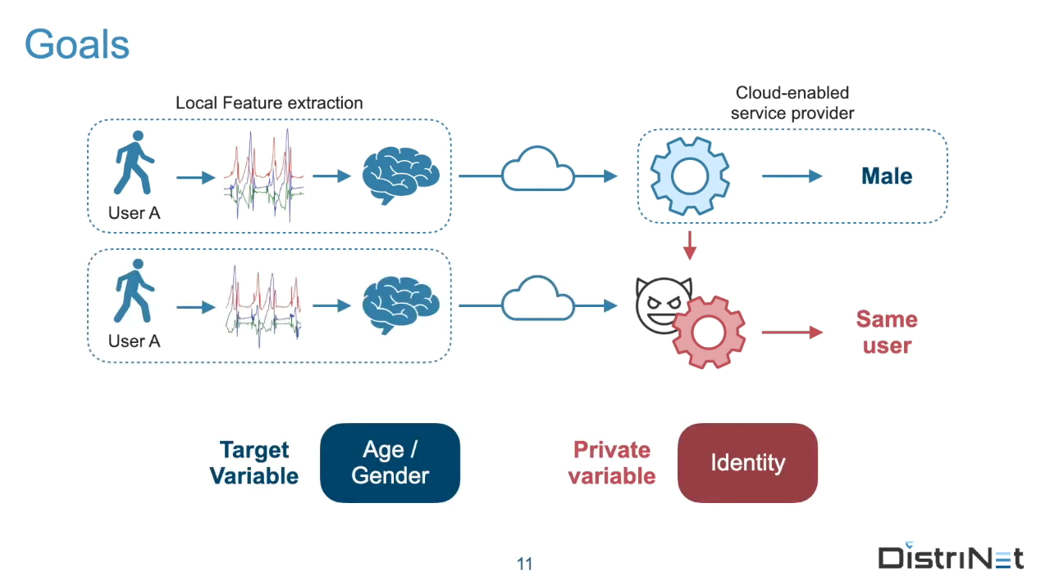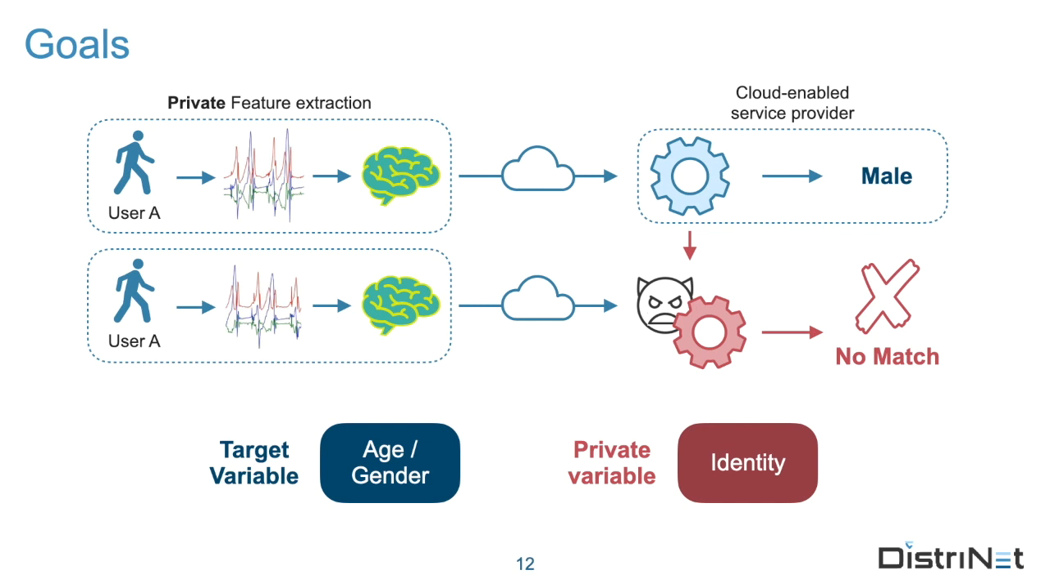As a use case, we explore the classification of age and gender as our primary utility goal. These can become, for example, the classification of diseases when enough data is available, while the identity of the user is the private variable we want to hide. Therefore, we minimize the leakage of private information by hindering the matching capabilities of the service. So when user A shares two separate motion traces, the cloud service will be able to assess his gender, but incapable of linking them back to the same user.